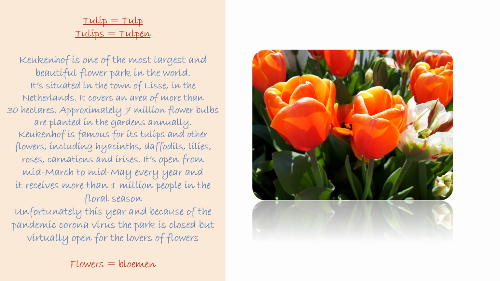Keukenhof is famous for its tulips and other flowers, including hyacinths, daffodils, lilies, roses, carnations, and irises. It's open from mid-March to mid-May every year, and it receives more than 1 million people in the floral season. Unfortunately, this year, because of the coronavirus pandemic, the park is closed, but virtually open for the lovers of flowers. By the way, flowers is bloemen in Dutch, bloemen.